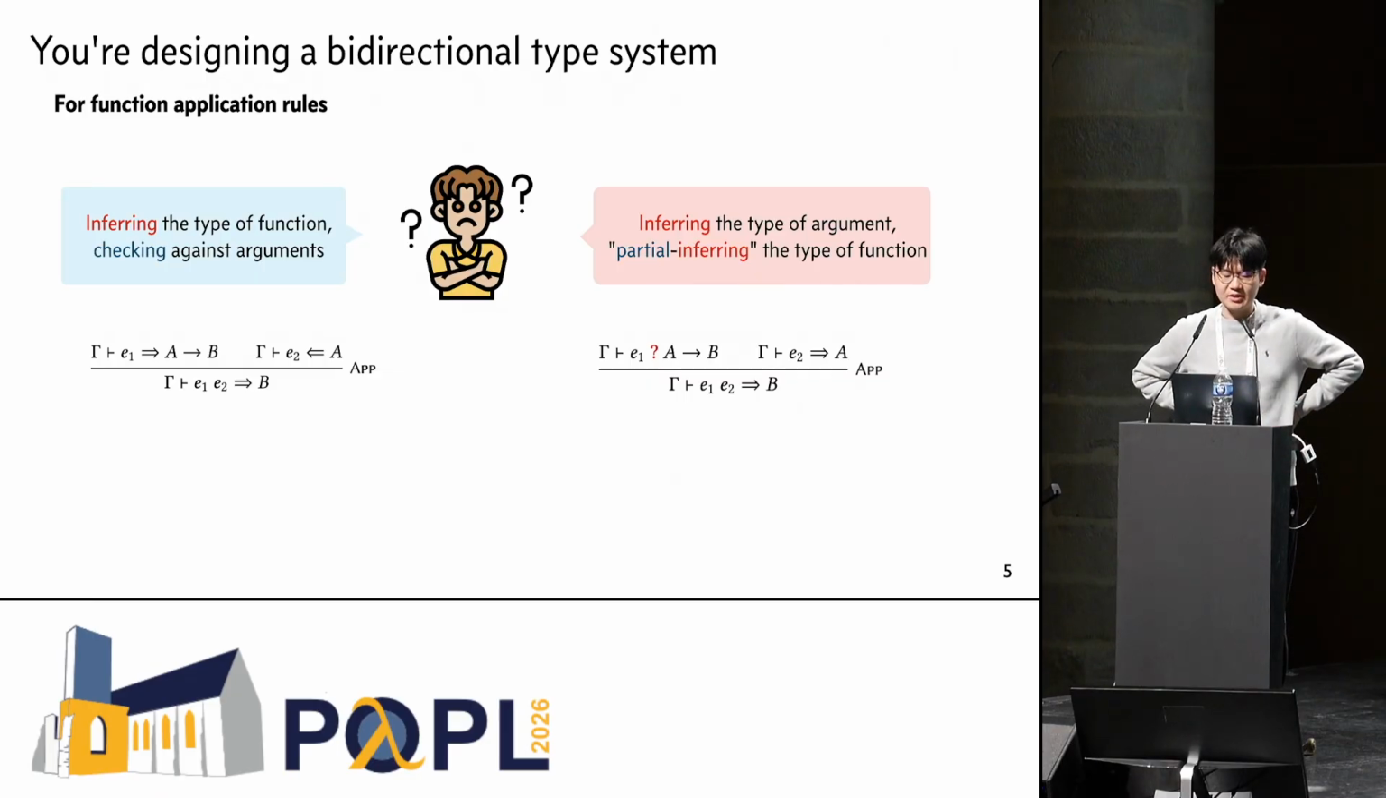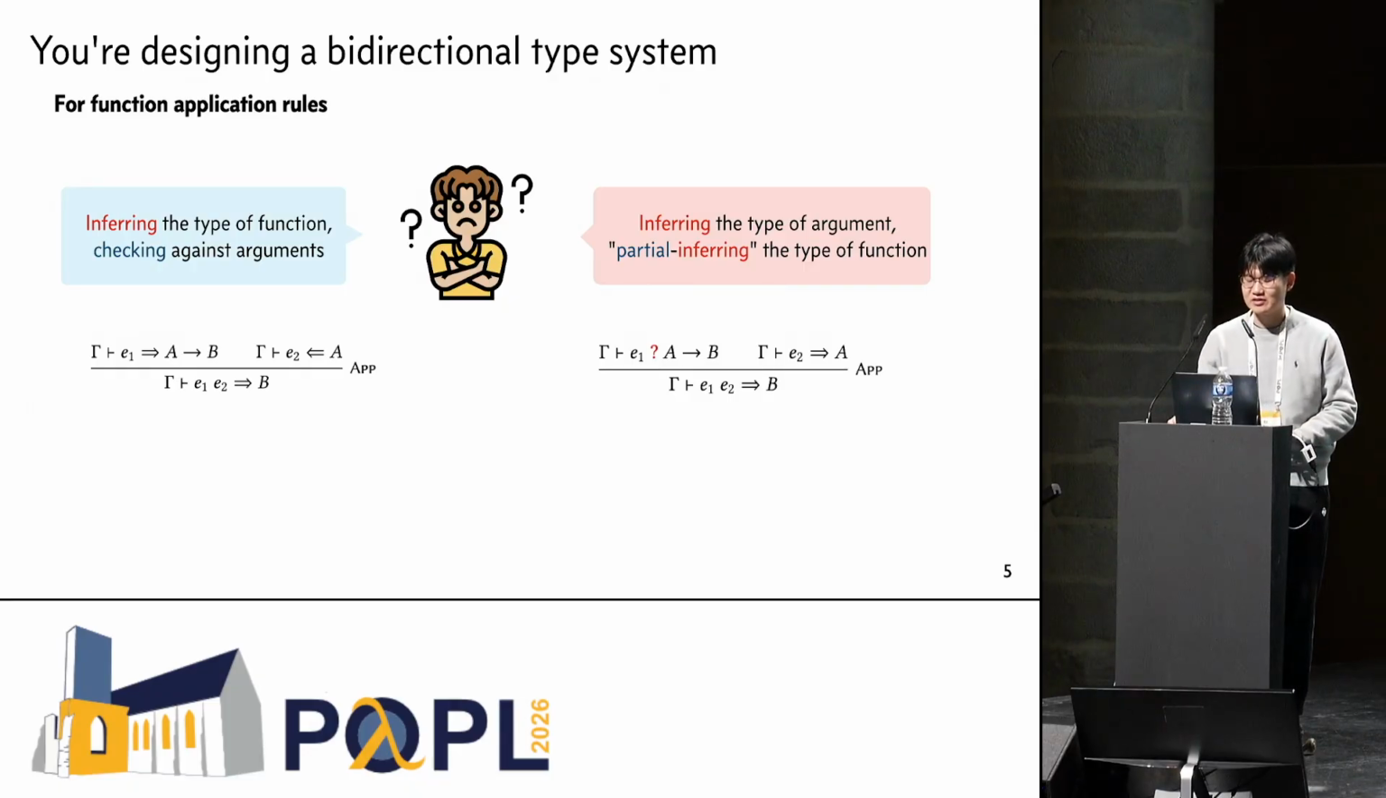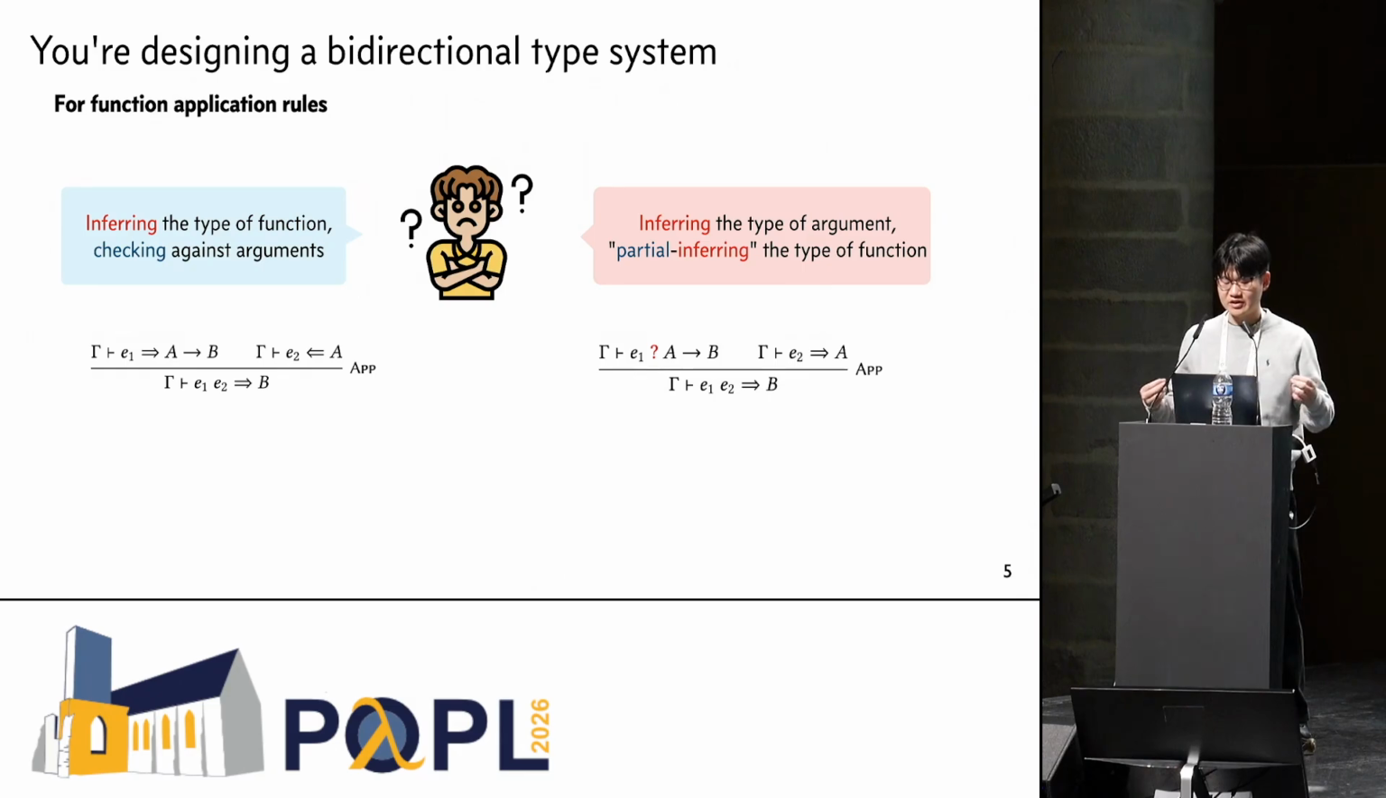What's contextual typing? Let's think of a scenario. Suppose you are designing a bidirectional type system. For function application rules, you will face two choices. The first is inferring the type of the function first, and then checking against the arguments, which gives a rule like this. The second option is the reverse. You first infer the type of the argument, then you partially infer the type of the function. What's the partial inference? Because the function E1 only knows partial information, which is type A here.